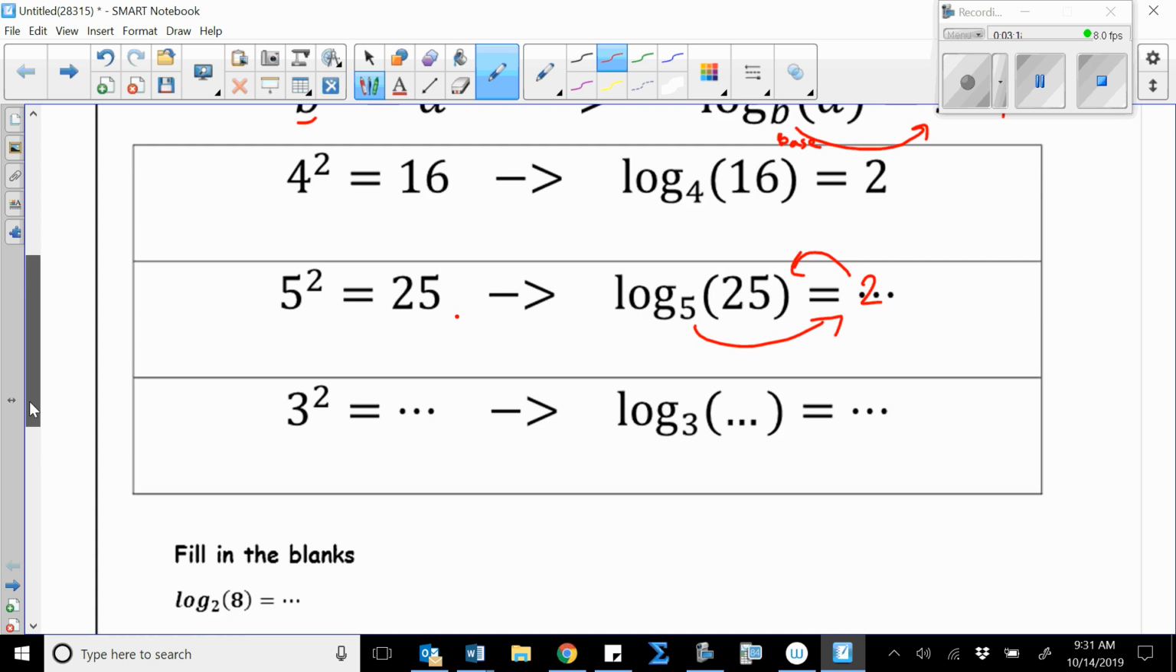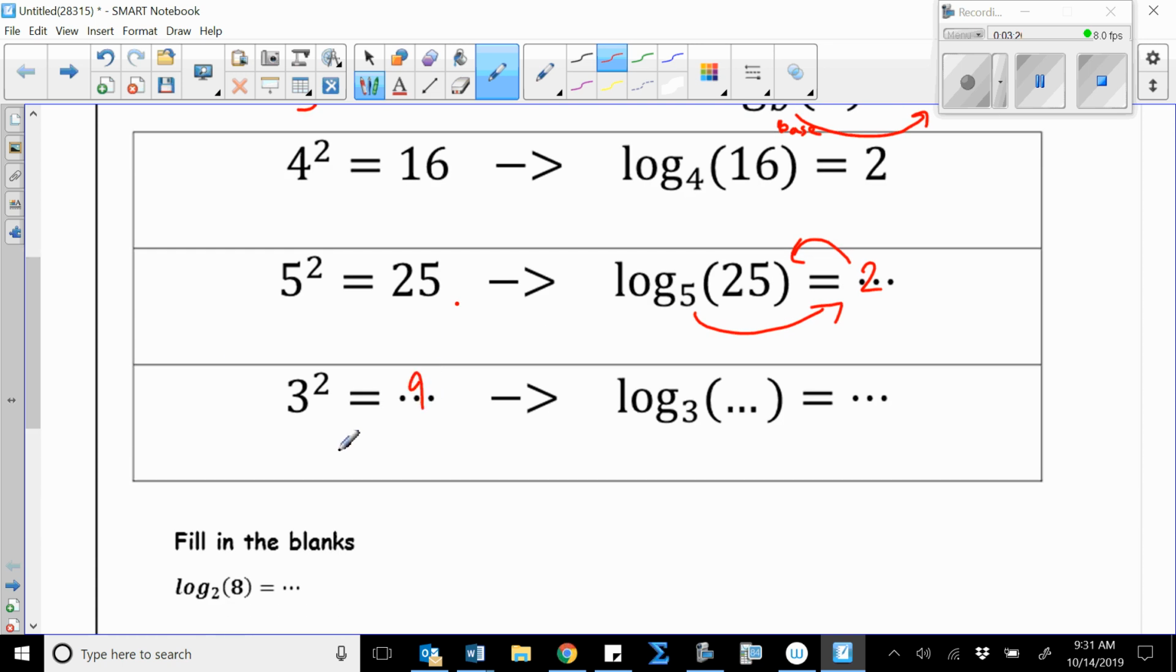In this example, 3 squared is equal to 9. So we're going to change this to log form in this way. Log of 9 with base 3 is 2. That means 3 to the power of 2 is equal to 9. We were asking actually how many times 3 should be multiplied by itself in order to get 9, or 3 should be raised to the power of what number to get 9.